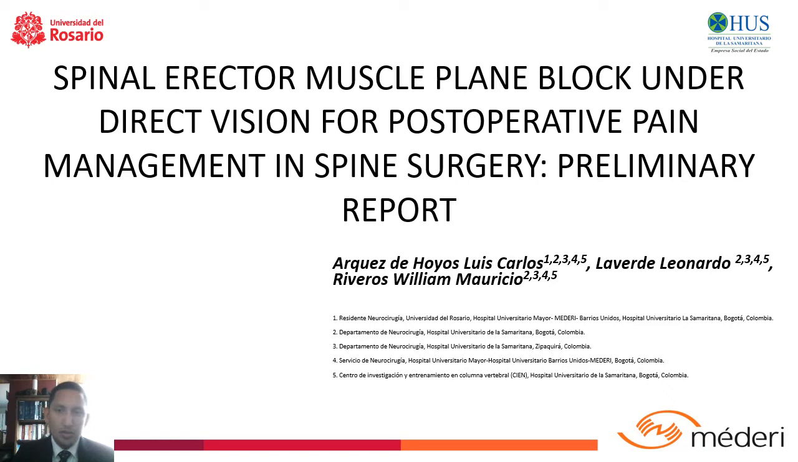My name is Luis Carlos Arquez, and this is the spinal erector muscle plane block under direct vision for postoperative pain management in spine surgery. This is a preliminary report.